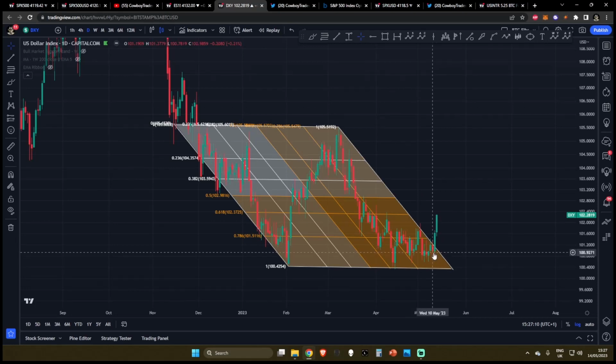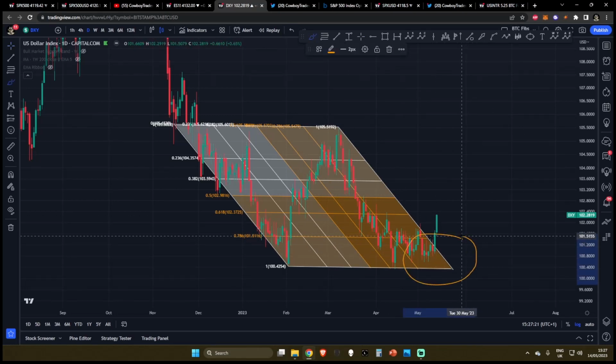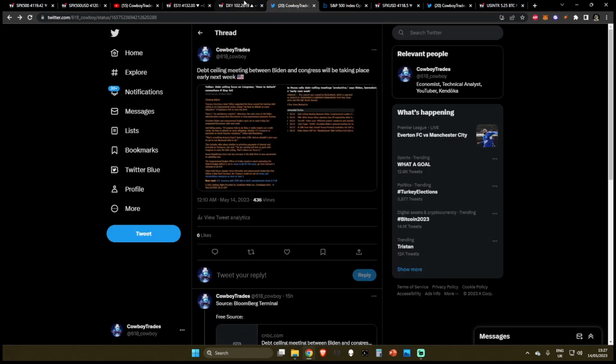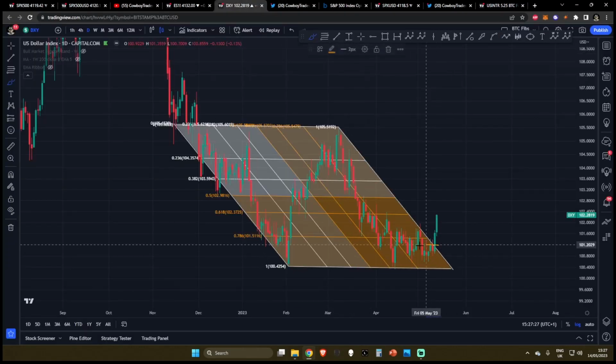So with that being said, if you're wondering why the DXY has been blasting to the upside for the past few days, yes, it could be partially because we were coming into the corner, the apex of this parallelogram, but also when this news event happened, this was literally right here, and we exploded out of this as soon as this news came out.